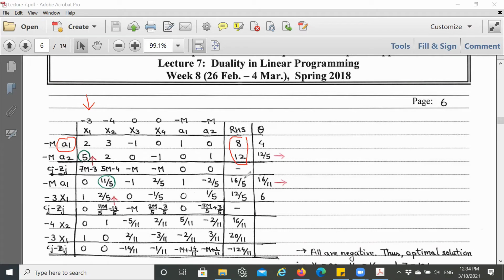So now what do we do over here? The question is, how do we select our table? How do we do this?